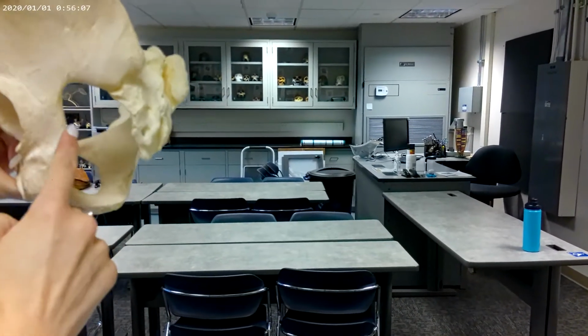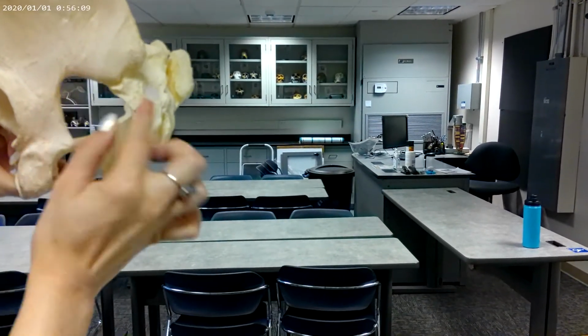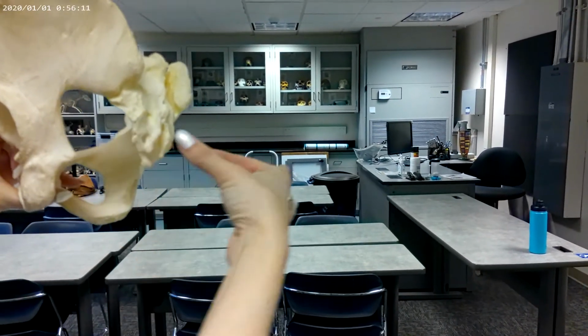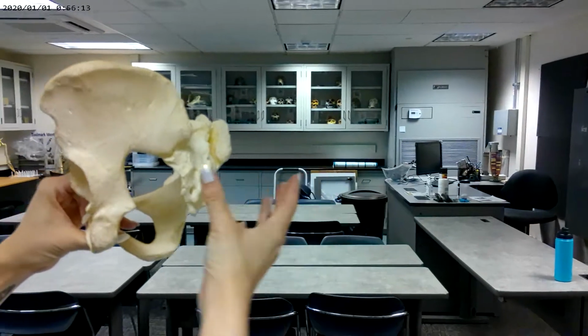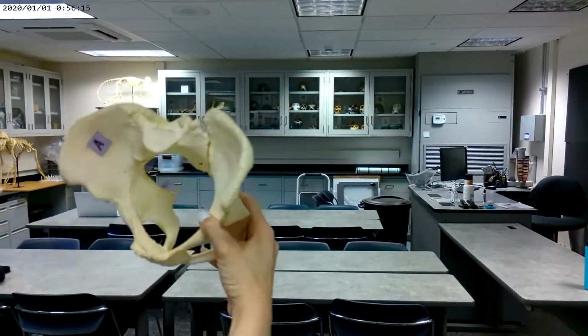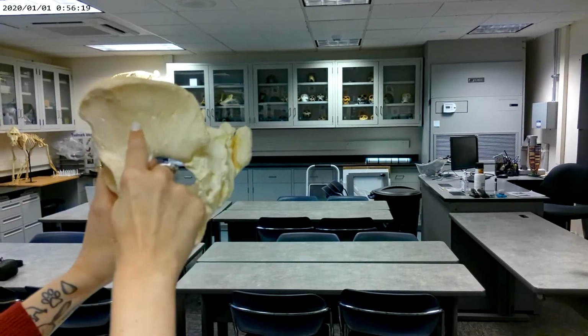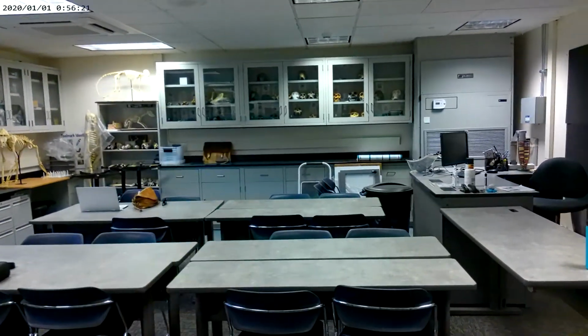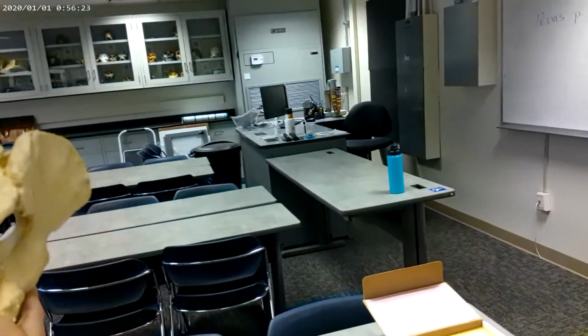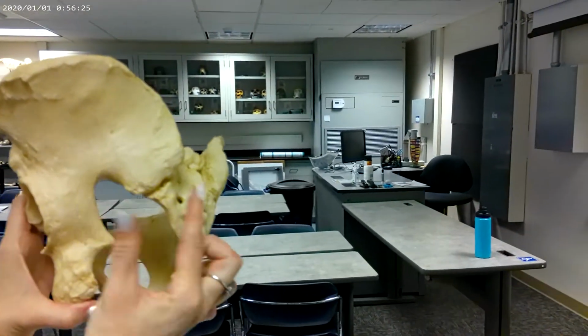We also have the sciatic notch here. This is what helps pull the sacrum and coccyx away, pull it back to leave that birth canal free and open. So you're going to see a very wide sciatic notch here. On males, you're going to see a very narrow sciatic notch.